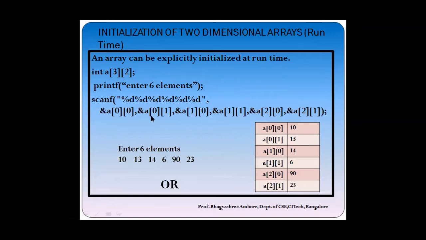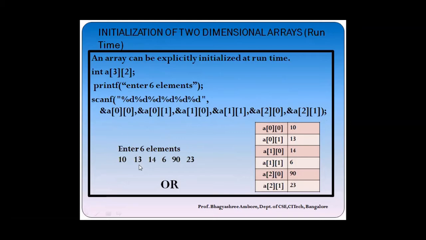Like this, the values have to be placed by giving their addresses. Now consider here, it has asked me to enter 6 elements. I have given 10, 13, 14, 6, 90 and 23. First, it will scan the first value, 10. It will read it, scan it, and place it in the position of A of 0, 0. That is the address of A of 0, 0.